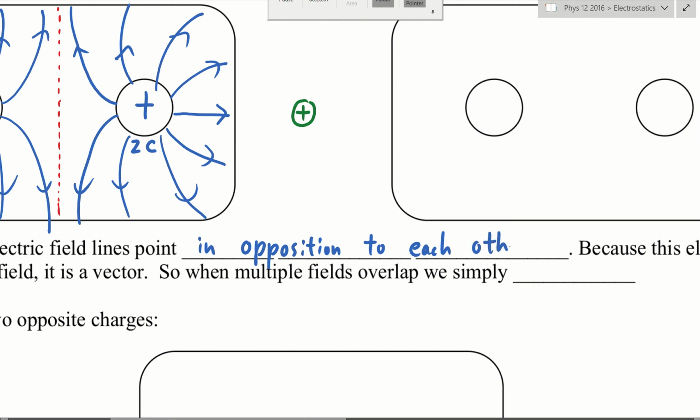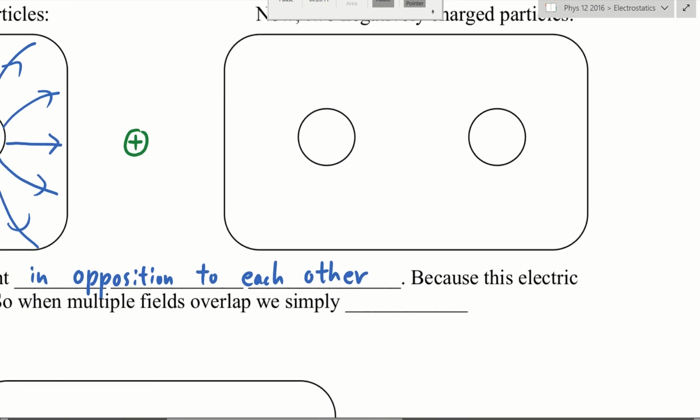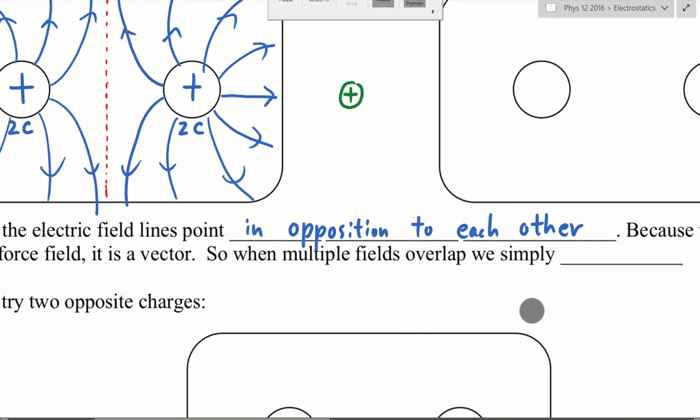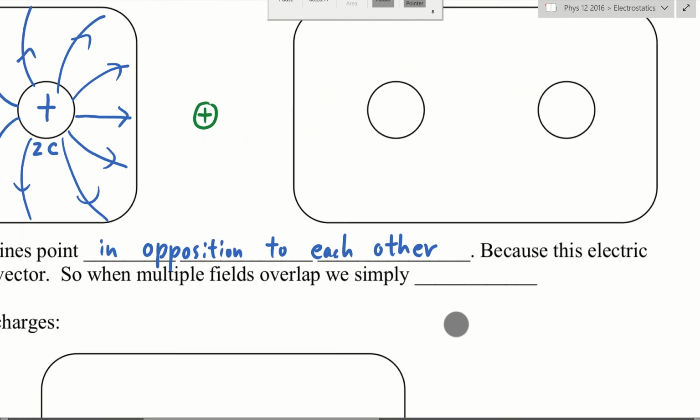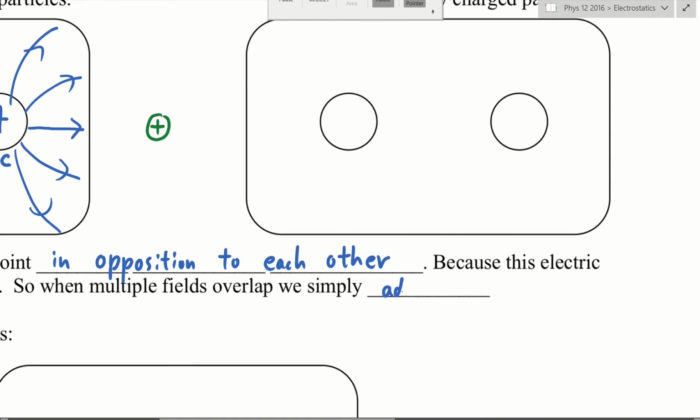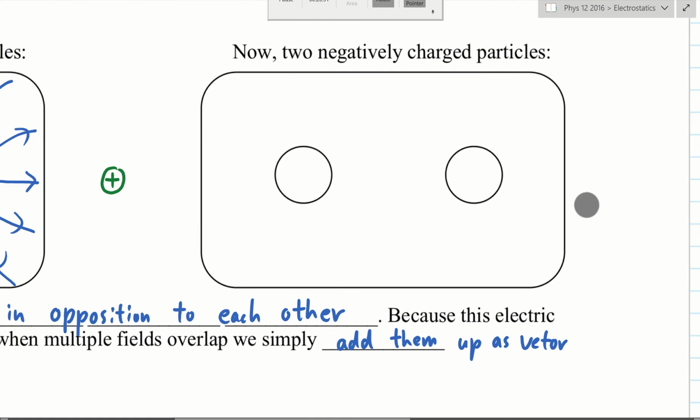So let me show you. Because this electric field is a force vector, is a vector, right? So when multiple fields overlap, we simply add them up as a vector. If you do have to add up electric fields, you have to do vector adding. Okay, so how about for electrons?